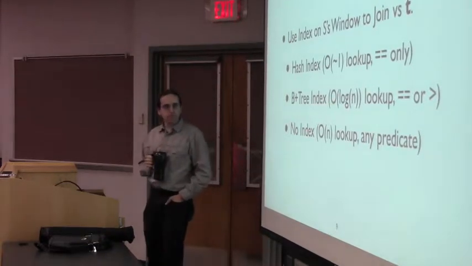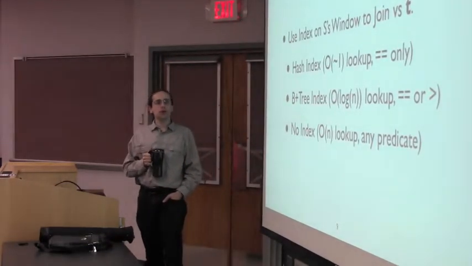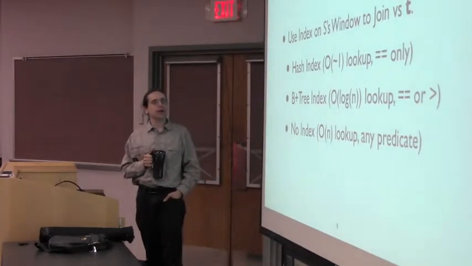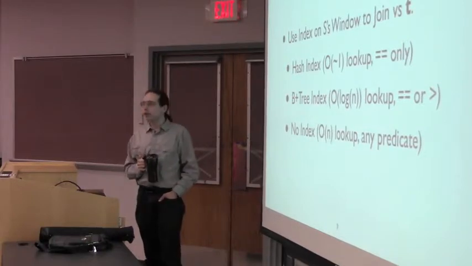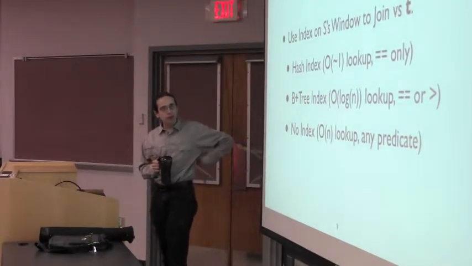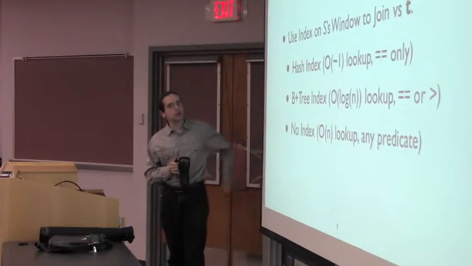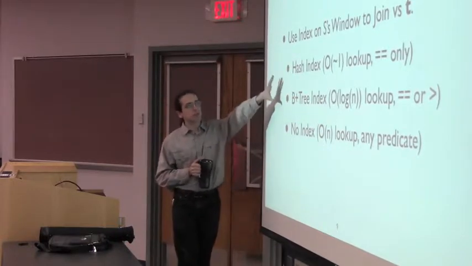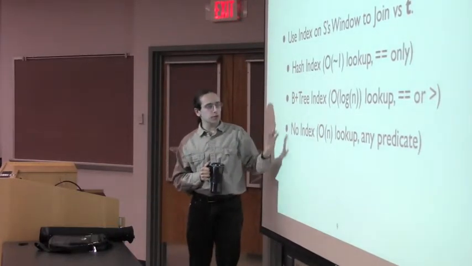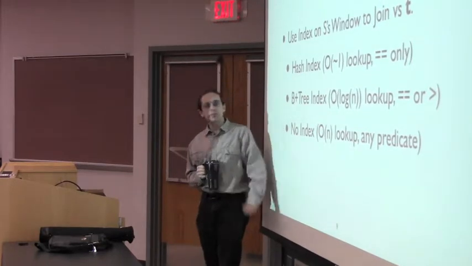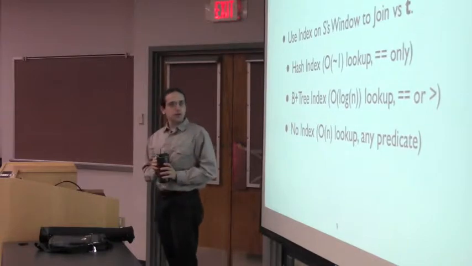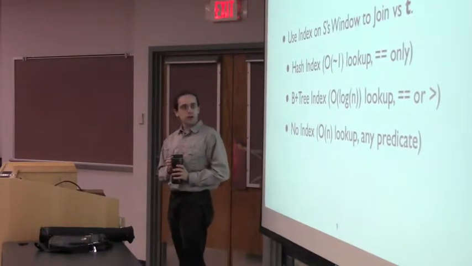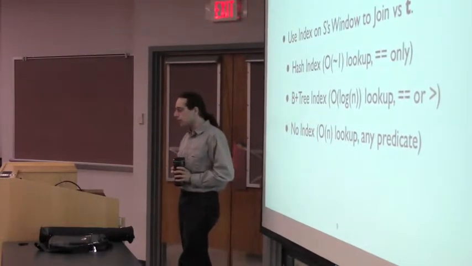So this boils down to our traditional indexing problem. We have to figure out what kind of indices are most appropriate for our given task. We have talked about a couple of indices, hash and B plus tree, or we could just skip the index altogether. There are a couple of advantages to each of them, and we'll talk about the trade-offs a little bit further.